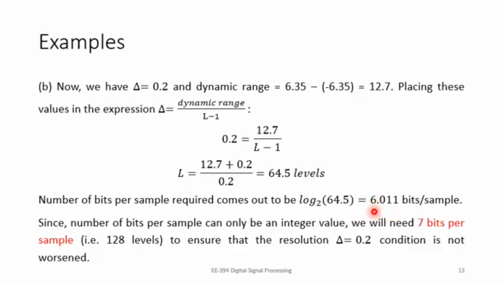Per sample are not going to meet it. So we say that okay, now we are going to use 7 bits per sample. When we go to 7 bits per sample, this resolution will now be 0.1 instead of 0.2, thus giving the user an added advantage that by using 7 bits we are able to improve the resolution a lot.